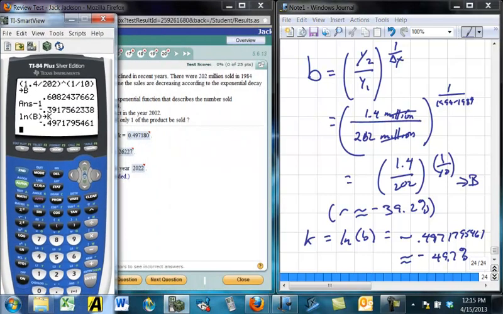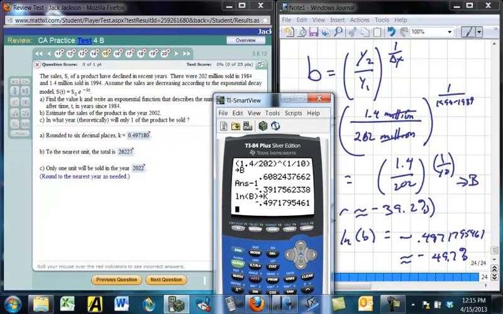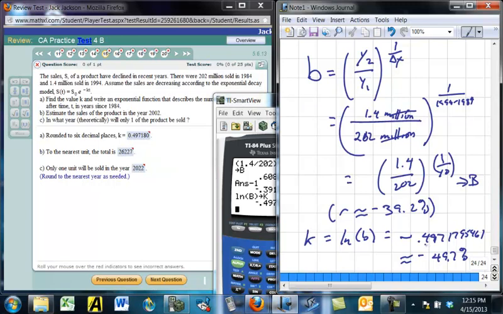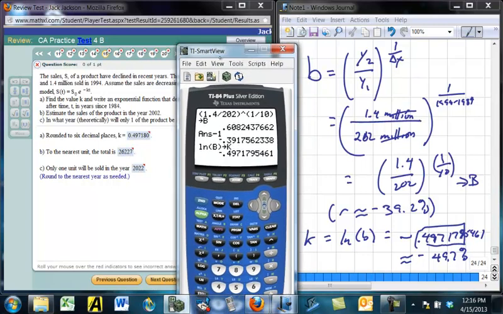Okay, so now they have the negative already worked in, so because the negative was already built in the formula up here, then the k would be this without it. So six places, 0.497180. So it rounds up by 1. Okay. Find the value of k. Estimate the sales in 2002.